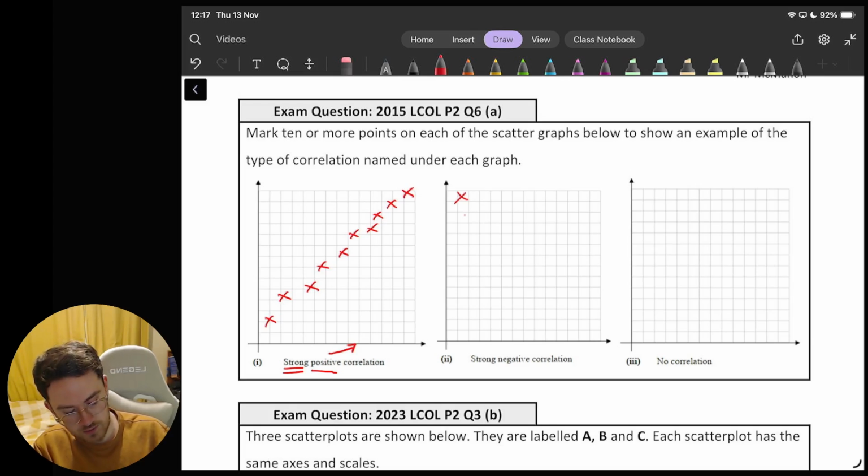Strong negative is going to be very similar. However, instead of going up the way, we are going to go down the way. Okay, and just keeping that idea that if I drew a line through my points, most of my points would be on or very close to that line.